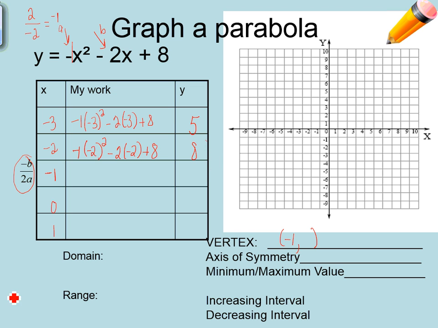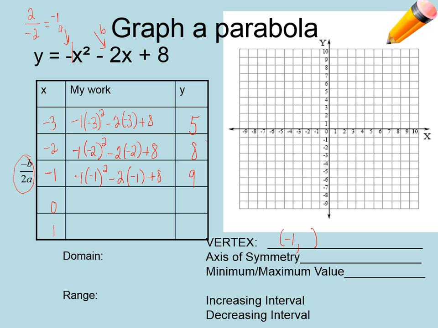Okay, now let's try -1. -1 times -1 squared minus 2 times -1 plus 8. I'm just substituting -1 in everywhere I see it. So -1 to the power of 2 is 1. 1 times -1 is -1, plus 2, plus 8. That gives me 9.